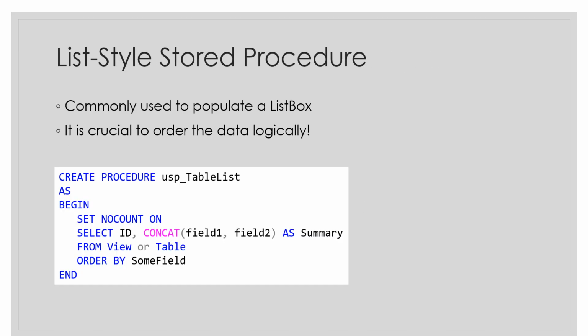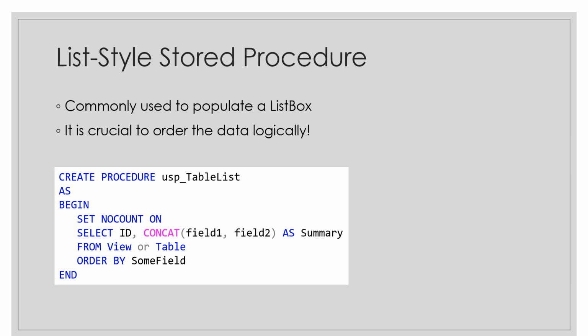All right. So list style stored procedures to give you a bit of a template to follow, right? Again, of course, we set no count to on because it's a data returning query. We select that unique primary key, the ID, and then we might concatenate data together as some sort of a summary, right? And from the view or the table, and order it by that summary field. Oh, that should be the same name. Order it by whatever that second field is. I should fix that PowerPoint slide, right?